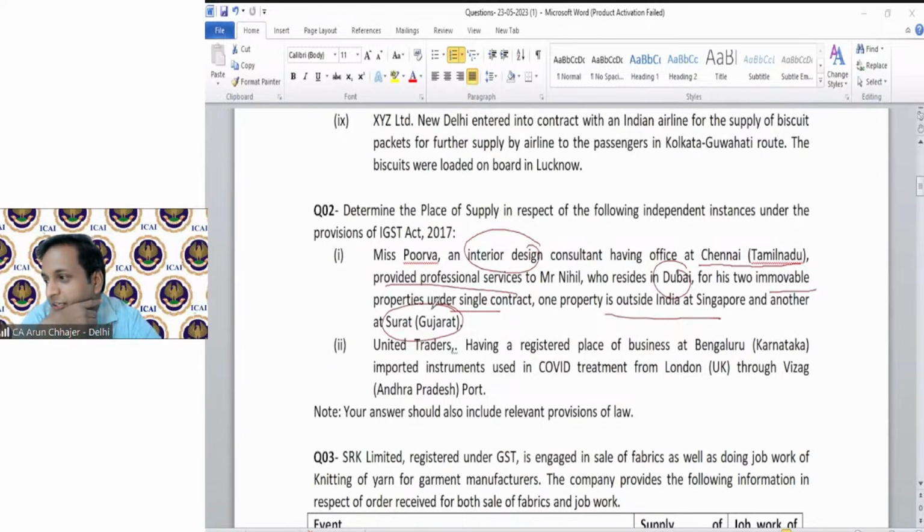As per sections 12 and 13 of the IGST, for interior decoration in different locations, the place of supply shall be the place where the first part of the contract is executed. If the property in India is served first with providing interior decoration, it shall be India. On the other hand, if the property in Singapore is served first, it shall be Singapore. Why are you saying first serve, where the first part of the contract is executed? Okay.